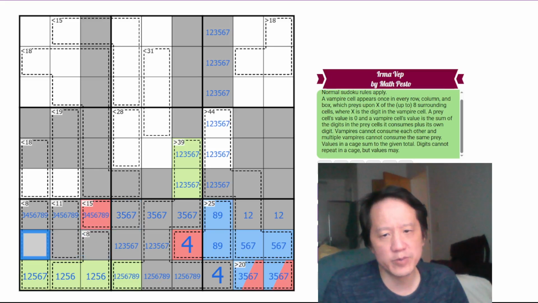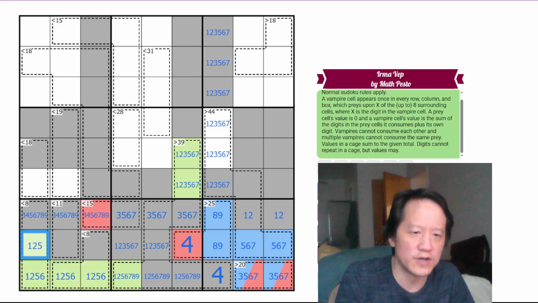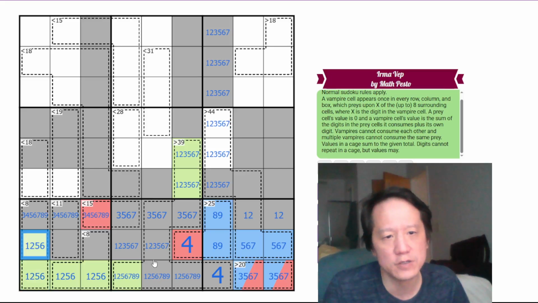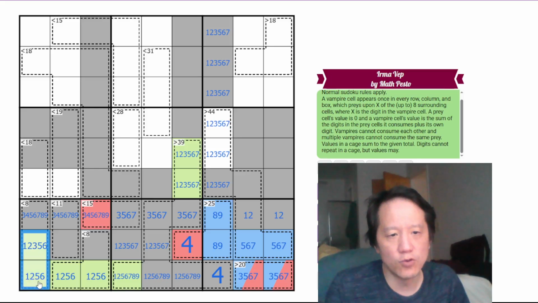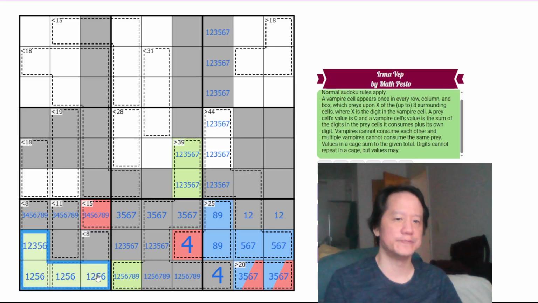These could be preyed upon, this cannot be. So this has to be some combination of, these are not preyed upon, these are not preyed upon. So this has to be 1, 2, 5, and 6, some combination, right? Because you could have a 3 here too. But 1 out of 1 or 2 has to be here, right?